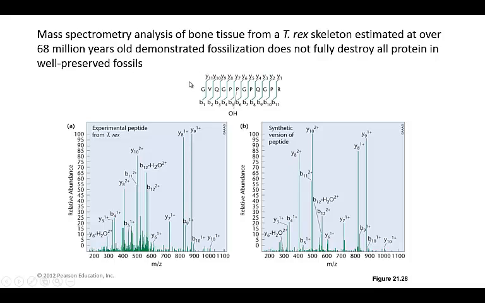Okay. Here's a cool example. They did mass spec analysis of bone tissue from T-Rex. It's estimated over 68 million years old. So what this demonstrated was that this fossilization did not fully destroy all protein if it was a well-preserved fossil. So here's the experimental peptide. Here's a synthetic version of the peptide. And this is what they think the sequence is for that particular region.